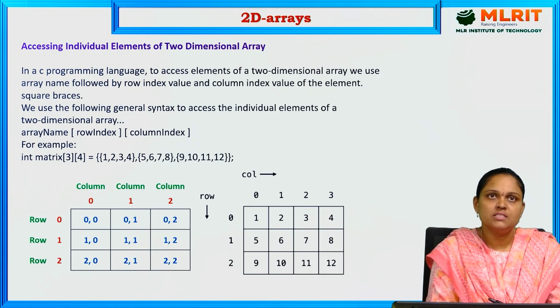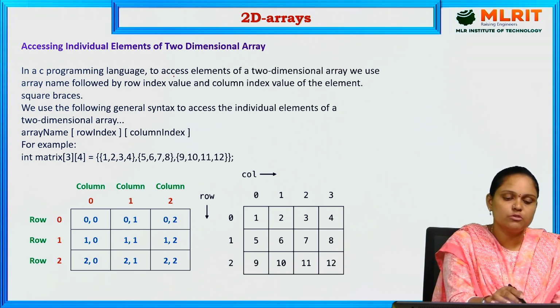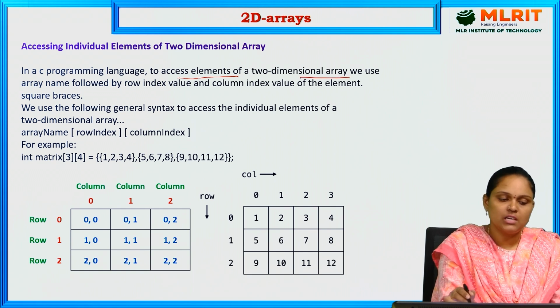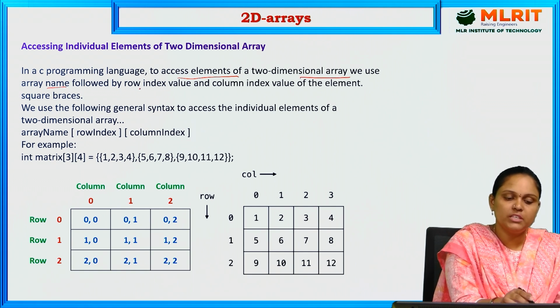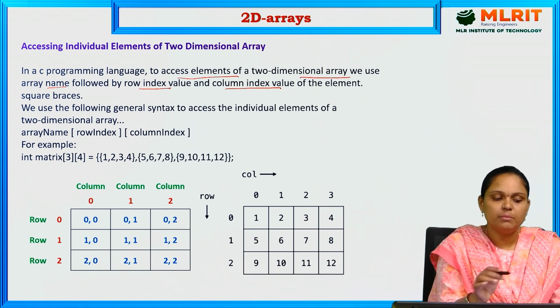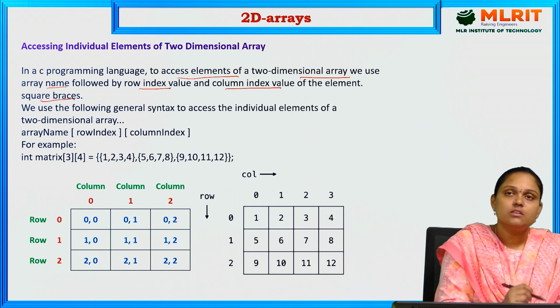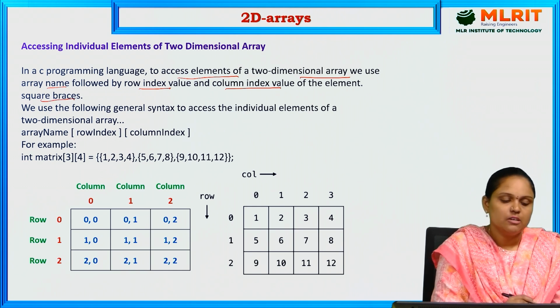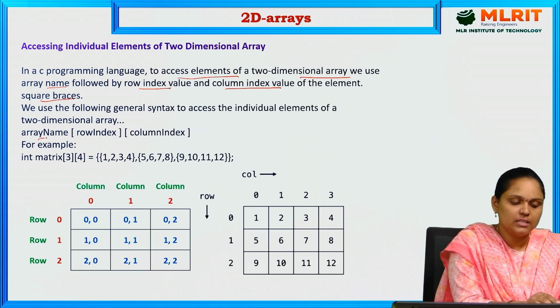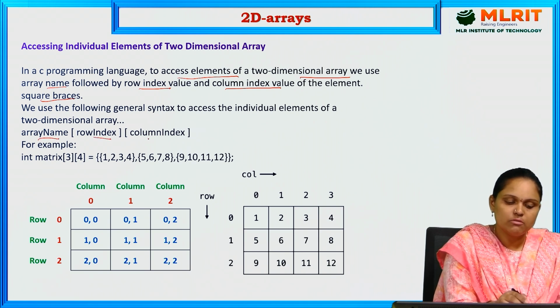Next is accessing the individual elements of the 2D arrays. So how to access those individual elements? In the C programming language, to access a two-dimensional array, we use the array name followed by the row index and the column index value of the element, and those values are given inside square brackets. So we use the general syntax: the array name, row index value and column index value.